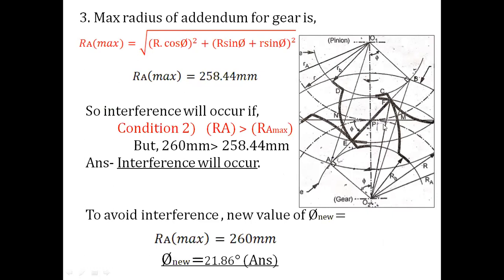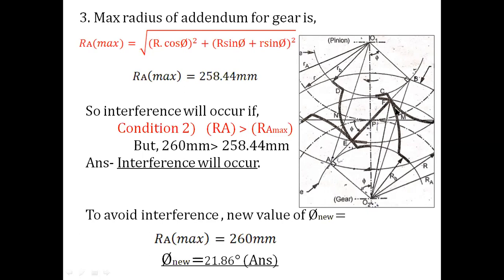O2F is RA, and the maximum addendum radius is O2B. If RA is greater than RA max, interference will occur. That is our condition number 2. So we have to find RA max, which is nothing but O2B, because B is the point of interference. Beyond that limit, interference will occur.